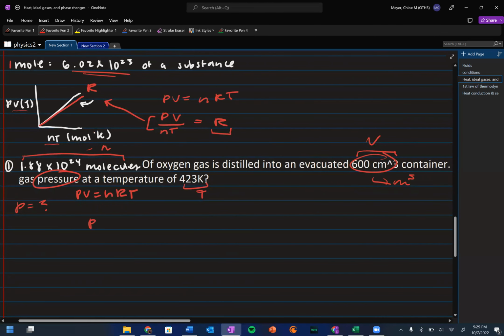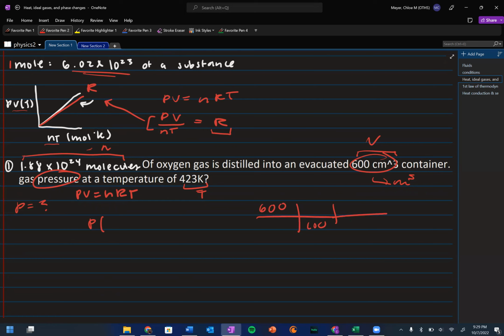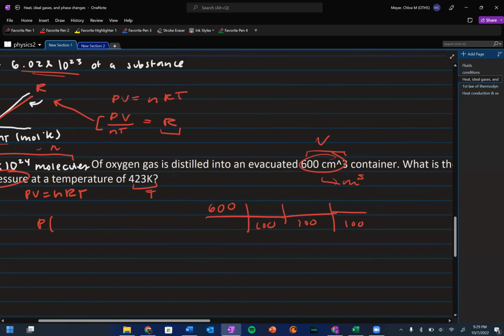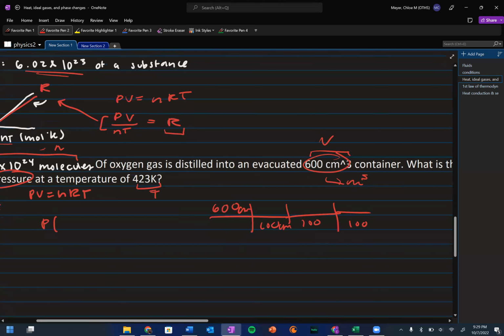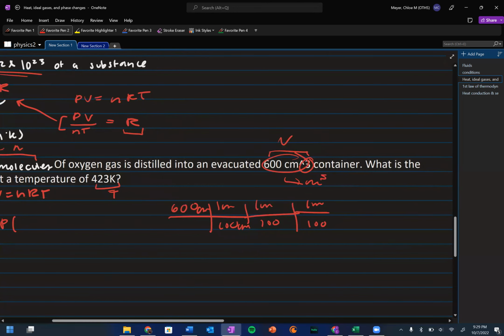So it's going to be P times V, and so we have to convert that to meters cubed. And so 600 centimeters, so 100 centimeters is going to be 1 meter. So we divide by 100 three times because it's going to be cubed, because that's what volume is. It's going to be length times width times height.